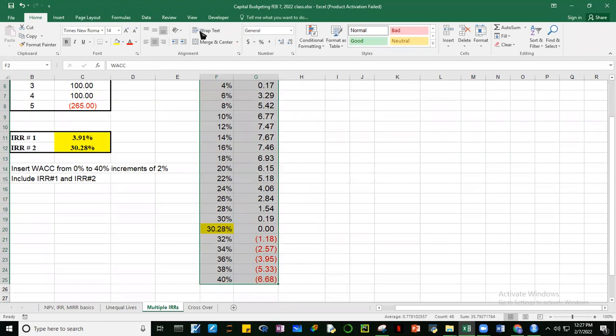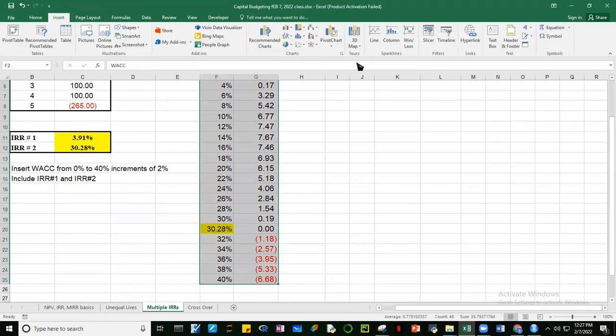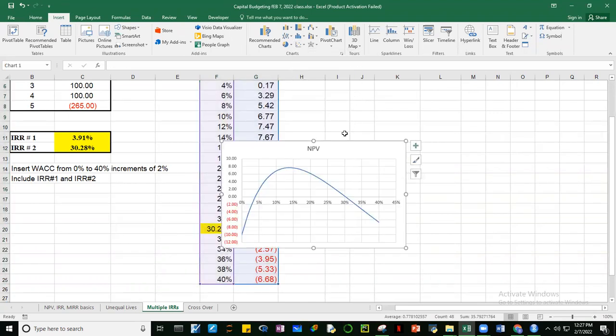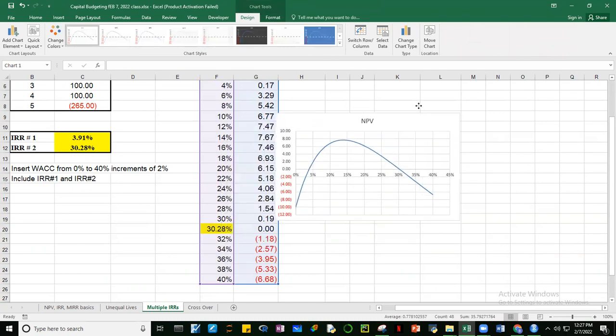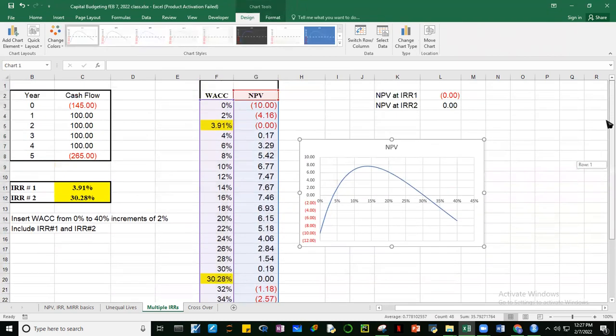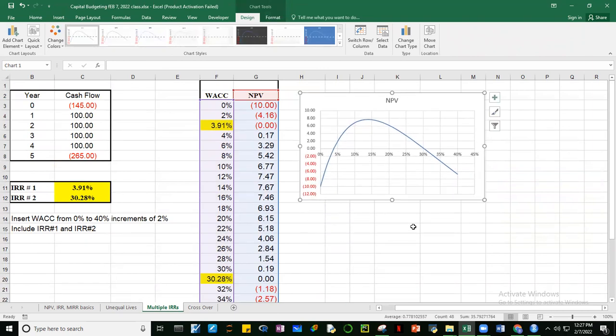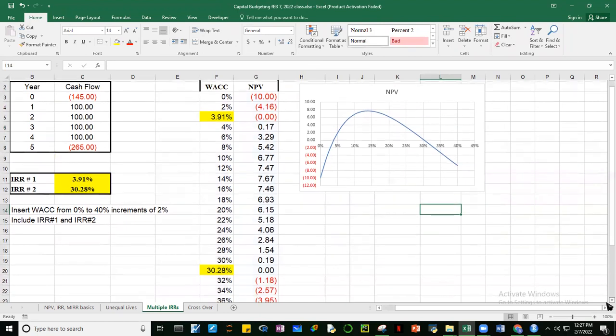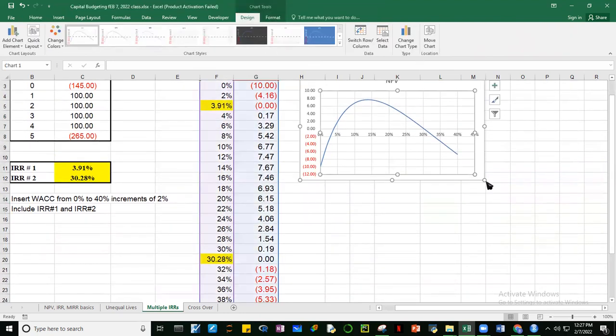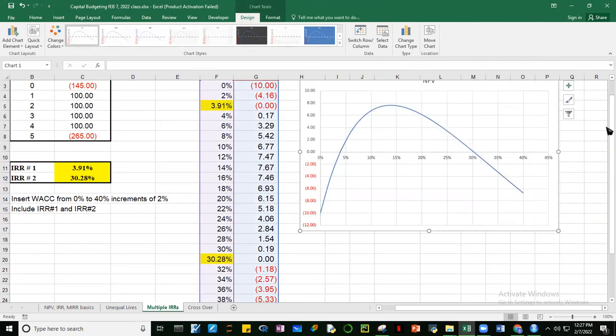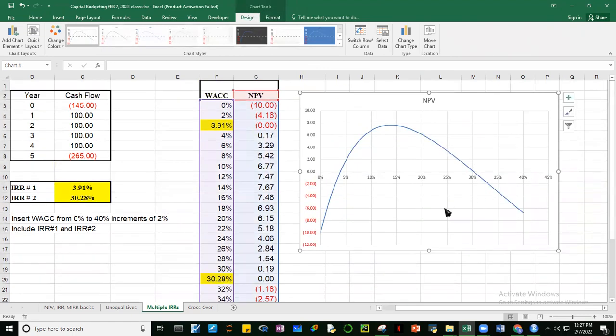So insert, insert, and then let me use a scatter plot. Insert. So use this one. There. Okay, so we can see here guys yung NPV profile natin, no? NPV profile natin.